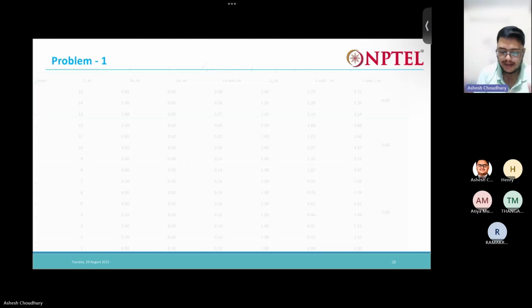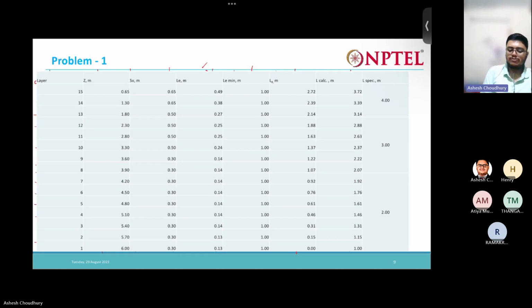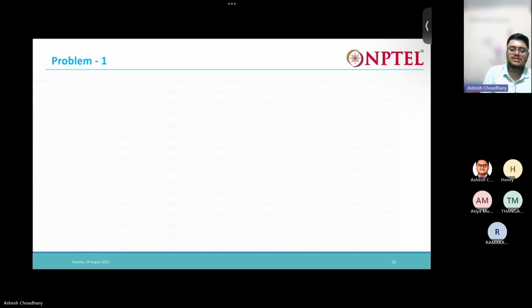In part A, we determined the spacing. In part B, we determined the embedment length. Now we are coming to part C. In part C, we will be checking for the overlap length. Check for overlap length.